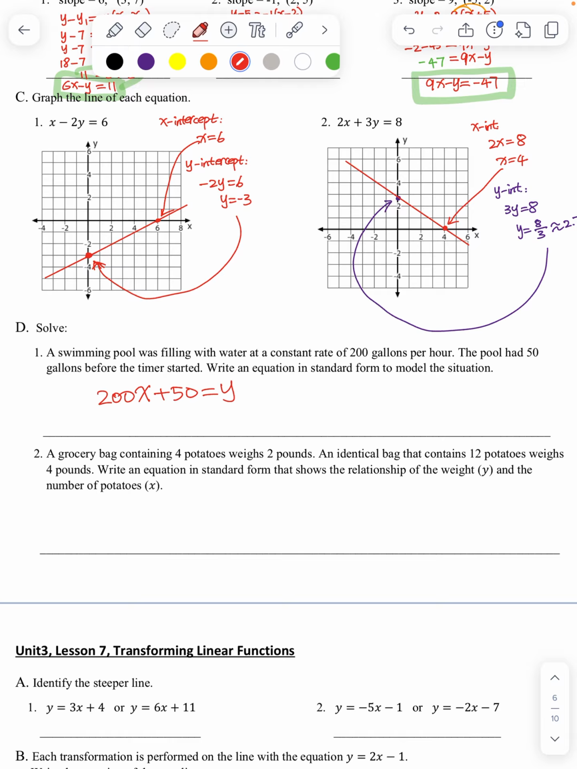Y represents the amount of water in the swimming pool. So write the equation in standard form to model the situation. Okay, is this a standard form? No. We have to move y to the other side. So 200x, positive y moves to the right, that's negative y. And positive 50 moves to the other side, it becomes negative 50. So that's it.